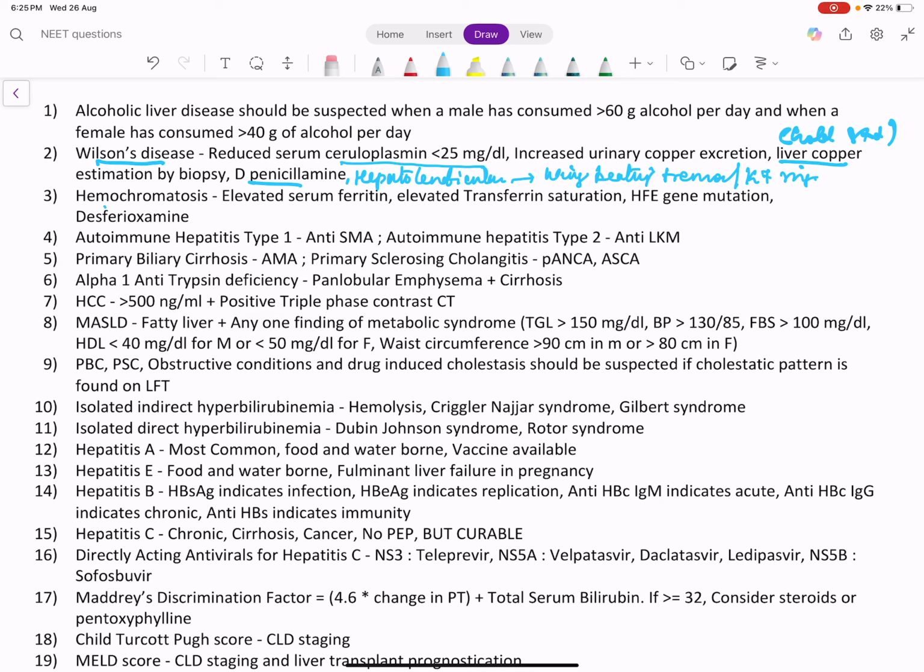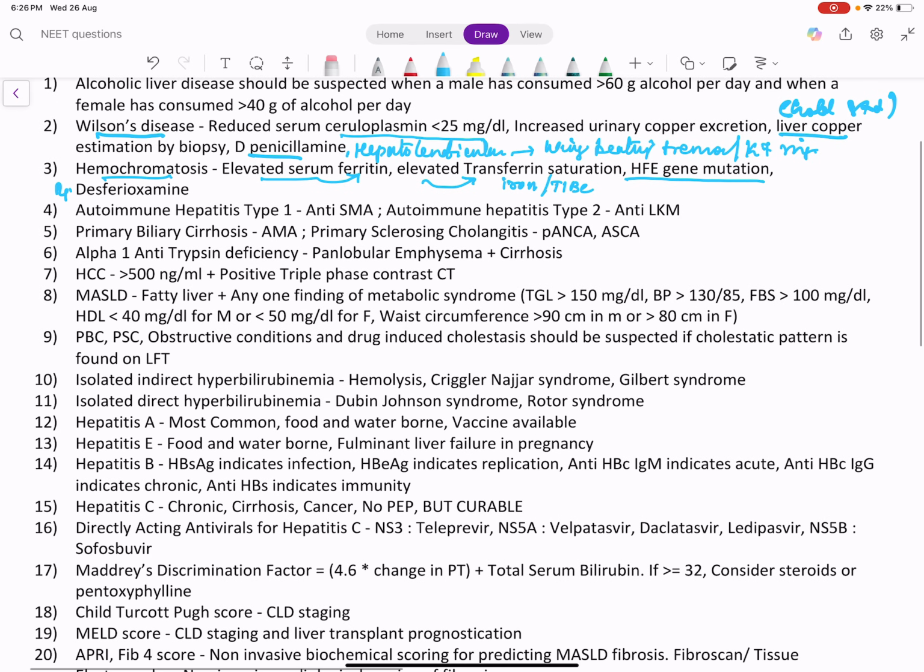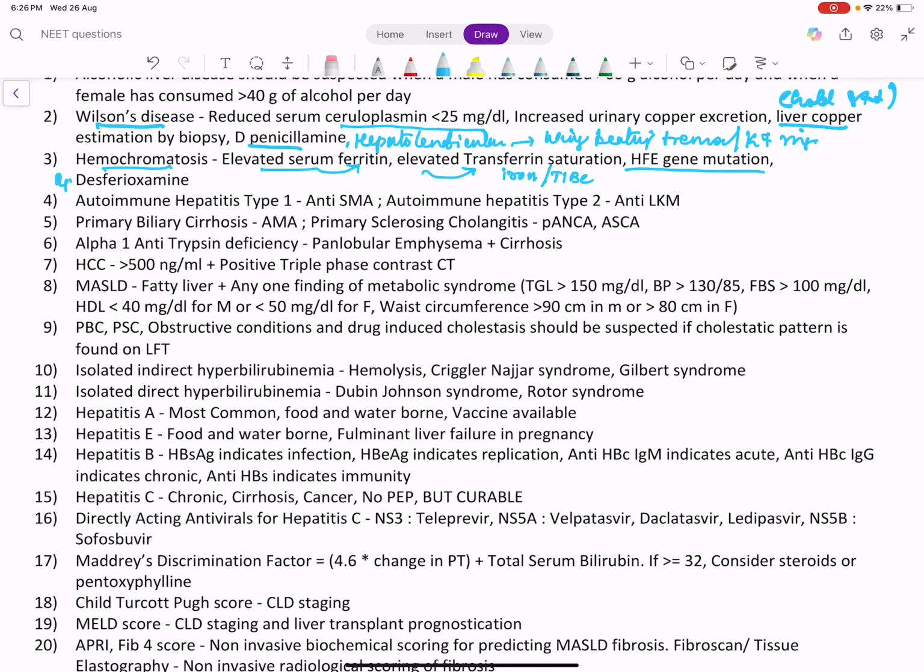Hemochromatosis is another disease where iron gets deposited. Here there is elevated serum ferritin and elevated transferrin saturation. Transferrin saturation is nothing but iron divided by total iron binding capacity. If ferritin is high and transferrin saturation is high, in the case of cirrhosis, do HFE gene mutation testing. Treatment here is desferrioxamine.